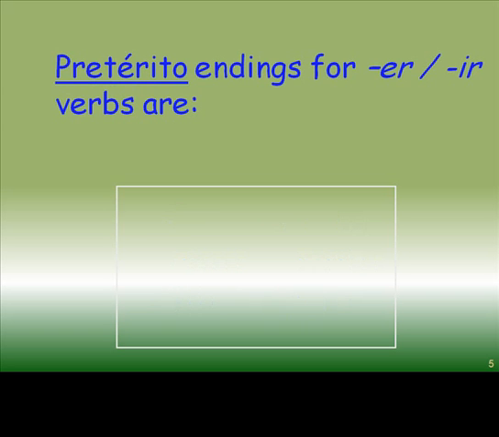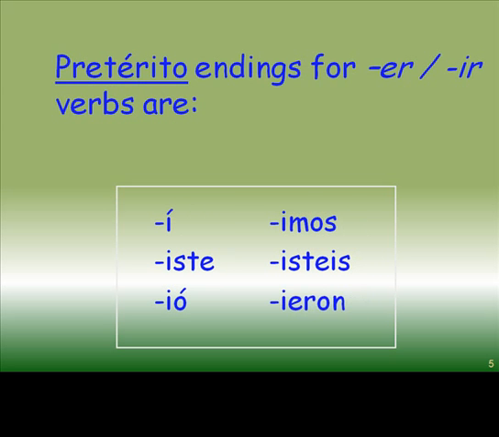Let's consider now the endings we have for ER and IR. We have í, iste, ió, imos, isteis, and ieron. So what we do is we take those stems that we talked about before, and I'll provide some examples soon, and then we replace the infinitives that we removed with the endings to correctly conjugate in Spanish and form the past tense that we're talking about here.